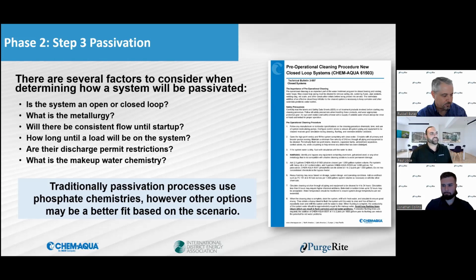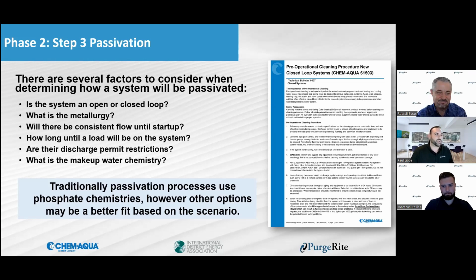So when you're considering that, right, is it an open loop or closed? Because that'd be a different type. What's the metallurgy? A lot of things now we see, especially on equipment, is the utilization of aluminum. Well, aluminum has very strict requirements that you've got to stay within, or you're going to rapidly induce corrosion. pH, other things like that go into that. The consistent flow during startup.